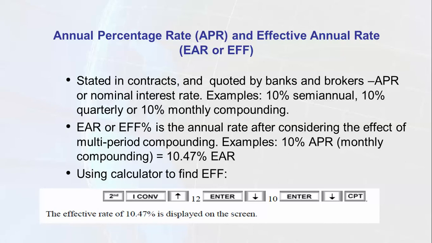For example, if you see 10% semi-annual, actually you are paying more than 10%. If you have a 10% annual interest rate, then yes, the annual percentage rate is the same as the effective annual rate. However, if there is more than one compounding, then APR and effective rate are not the same. For example, if it's 10% compounding monthly, definitely it's not 10%. You are paying more than 10%.